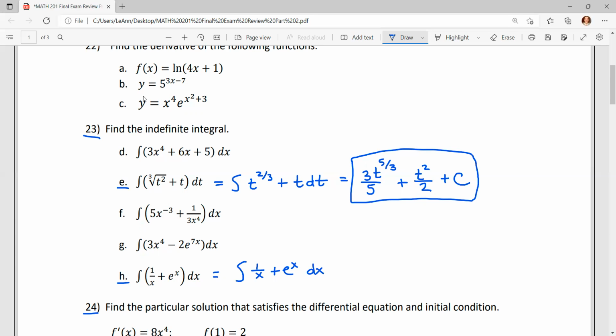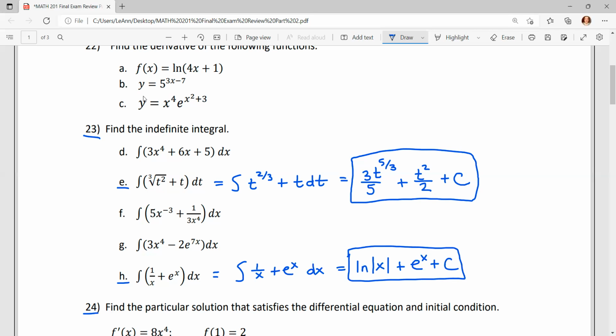But the integral of 1/x is natural log of x in an absolute value. That is a special one you have to have memorized. And e to the x, its antiderivative or integration is just itself. And then we need our plus c. But as long as you don't have anything weird in the exponents or anything weird down here, these are the basic general rules.